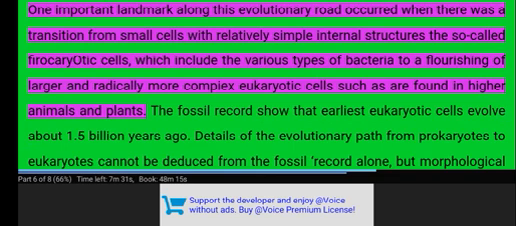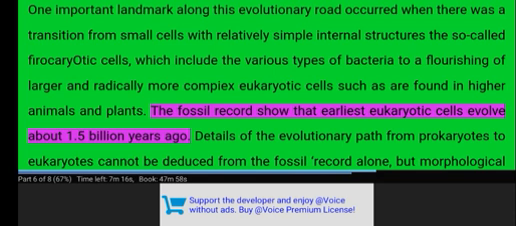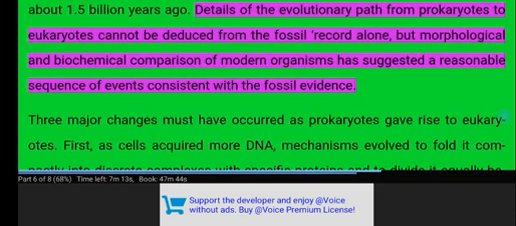One important landmark along this evolutionary road occurred when there was a transition from small cells with relatively simple internal structures, the so-called prokaryotic cells, which include the various types of bacteria, to a flourishing of larger and radically more complex eukaryotic cells such as are found in higher animals and plants. The fossil record shows that the earliest eukaryotic cells evolved about 1.5 billion years ago. Details of the evolutionary path from prokaryotes to eukaryotes cannot be deduced from the fossil record alone, but morphological and biochemical comparison of modern organisms has suggested a reasonable sequence of events consistent with the fossil evidence.